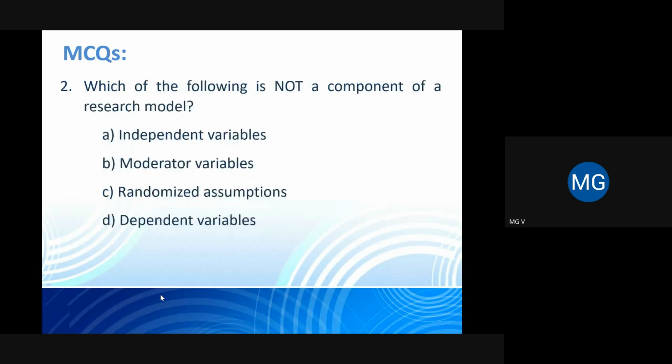Which of the following is not a component of a research model? Independent variables, moderator variables, randomized assumptions, or dependent variables? C, randomized assumptions. Right. So I appreciate your participation. It is C, randomized assumptions. So I hope all of you are comfortable with the flow this way.